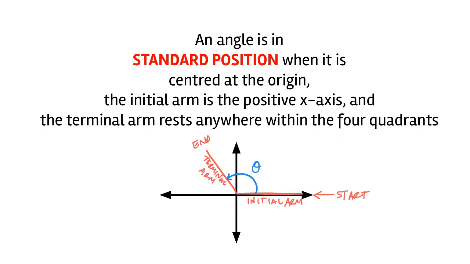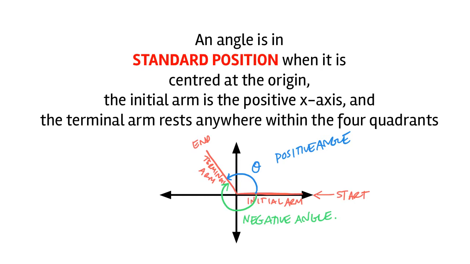So if I'm going like I did in that direction, starting at the initial arm here and going up toward the terminal arm, this is a positive angle. If I go in the other direction, if I start at the initial arm and I go down this way, then that's a negative angle. So both can be housed in the Cartesian plane, which is pretty cool.